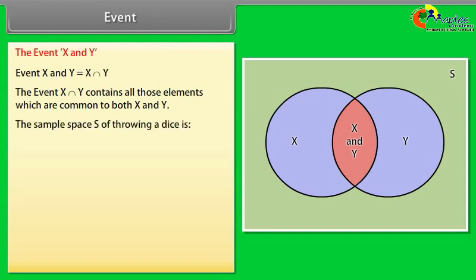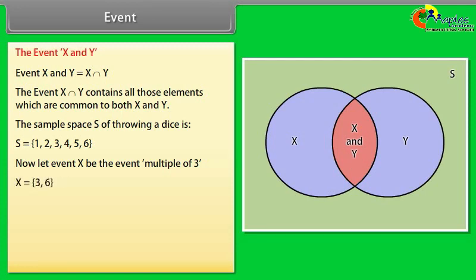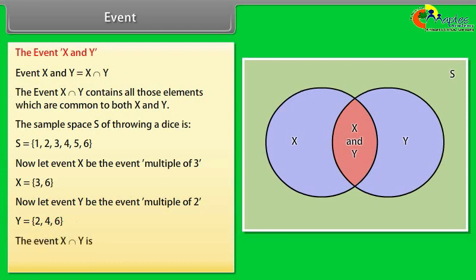The sample space S of throwing a dice is S is equal to {1, 2, 3, 4, 5, 6}. Now let event X be the event multiple of 3. X is equal to {3, 6}. Now let event Y be the event multiple of 2. Y is equal to {2, 4, 6}. The event X intersection Y is equal to {6}.